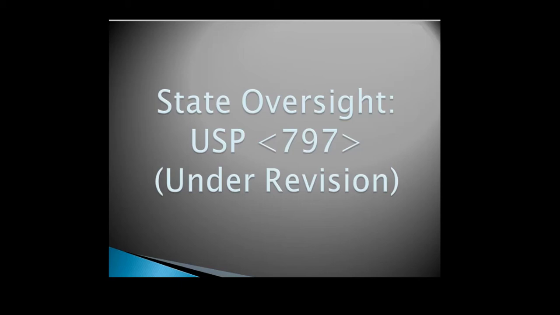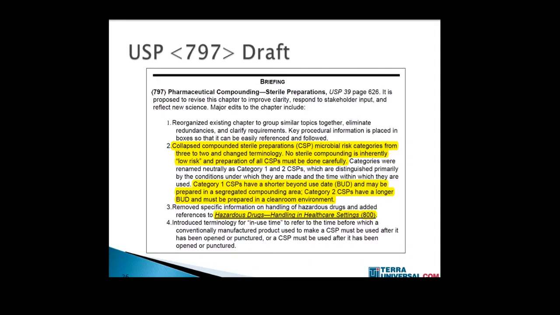So what you're looking at right now is the proposed draft of the newly updated 797 as posted on the USP website for public comment. USP has completely reorganized the chapter and has also changed how they classify the risk level for CSPs, or compounded sterile preparations as they define it. The newly classified categories are Category 1 and Category 2, which as you can see in front of you. The main difference is that Category 2 must be prepared in a cleanroom environment.